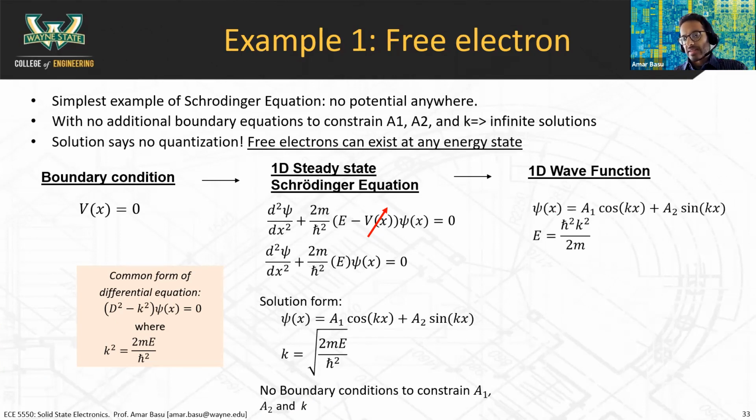So we can basically say psi of x is equal to A1 cosine of kx plus A2 sine of kx. And A1 and A2 could be any value. K could be any value. Okay, there's nothing constraining it.